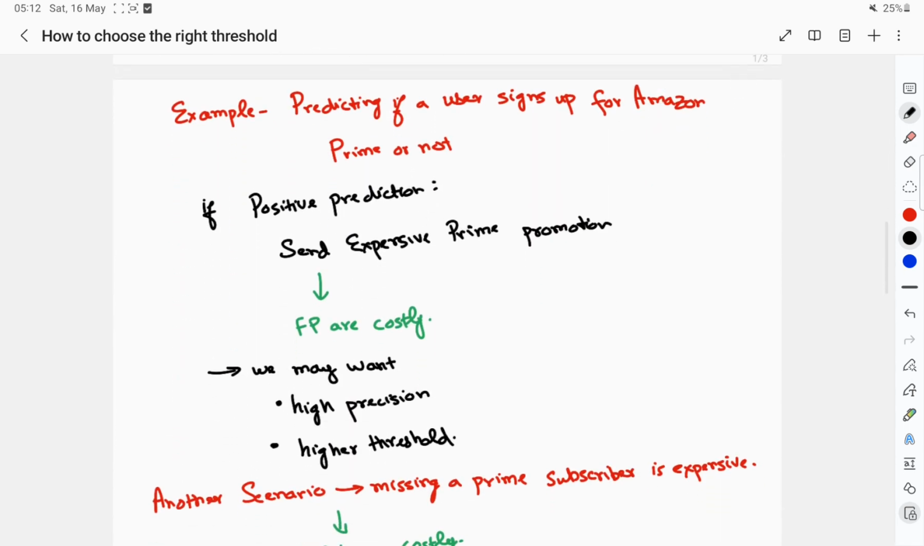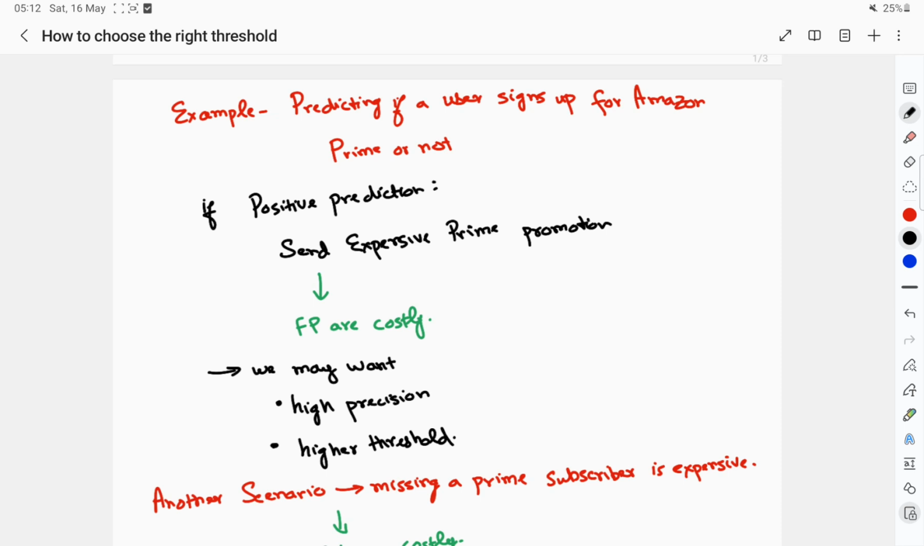Let's have a look at one of the examples for better clarity. Let's say that your task is to predict if a user signs up for Amazon Prime or not. Let's say you engineer all the good features, you collect the data, you end up building a good model, and now the task is, what is the right threshold for this particular model? Let's pick one particular scenario. Let's say that the positive prediction means that you are going to send an expensive Prime promotion. Now in this case, the false positives obviously are going to be more costly compared to the false negatives.